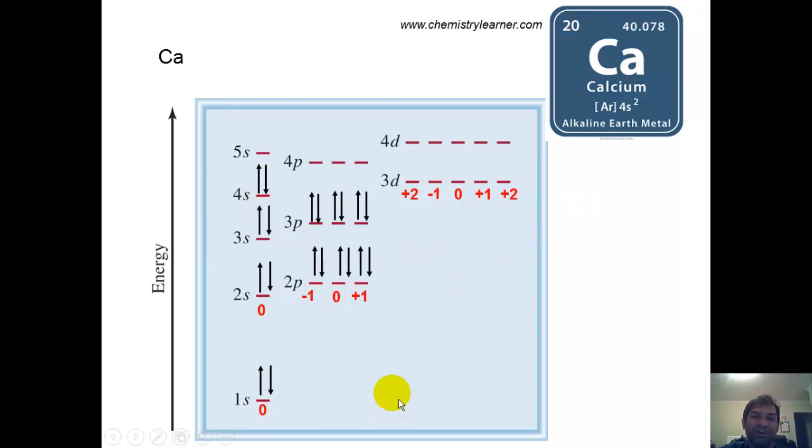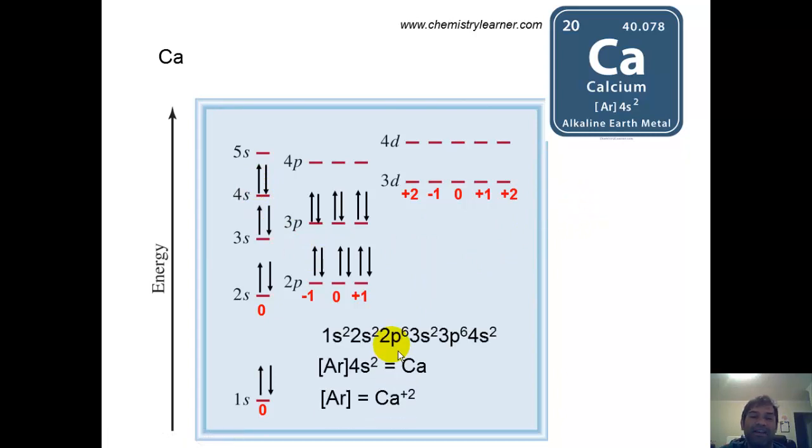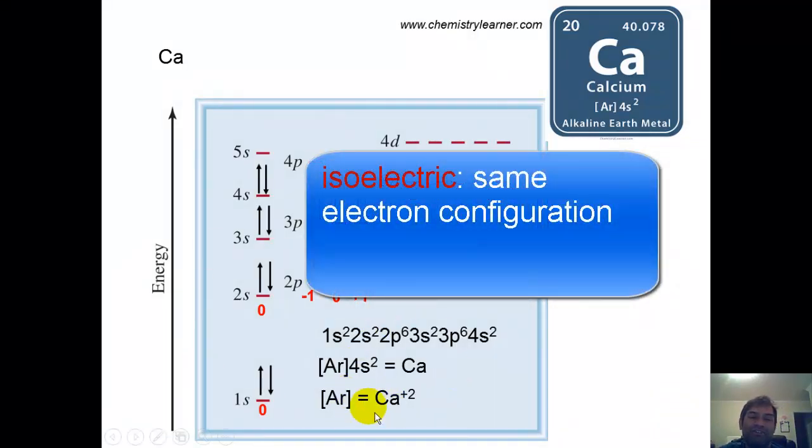So the electron configuration for calcium is just argon. Remember, 1s2 to 3p6 represents argon. And so argon 4s2. Calcium, like all alkaline earth metals, group 2A, likes to be +2. So it gives away 2 electrons, and when it does, it becomes like the noble gas argon. So we say the electron configuration of calcium +2 is isoelectronic with that of argon. Isoelectronic means same electron configuration. So these two are isoelectronic, same electron configuration.